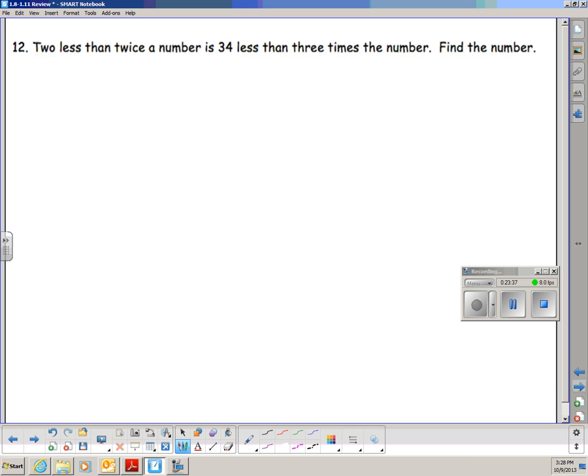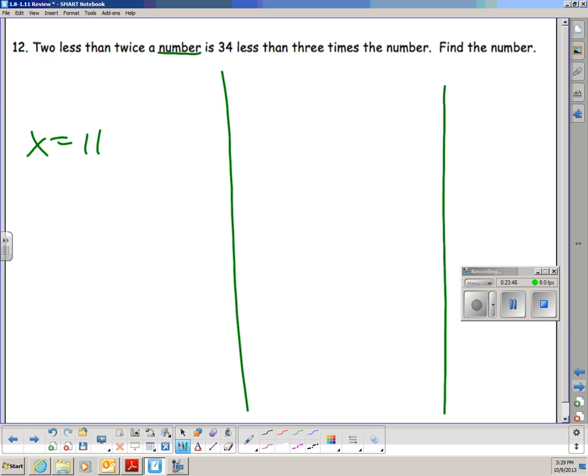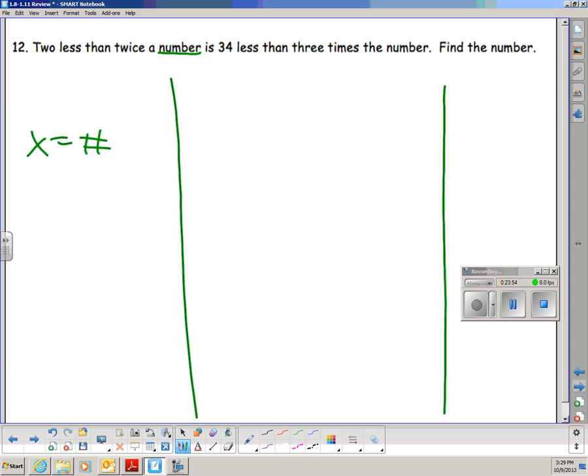Number 12. 2 less than twice a number is 34 less than 3 times the number. Find the number. Well, guess what? My x is just the number. That's a pretty easy setup column. 2 less than twice the number, looks like this, is my equal sign. 34 less than 3 times the number. There we are. Again, remember, less than is translated backwards from how you read it.